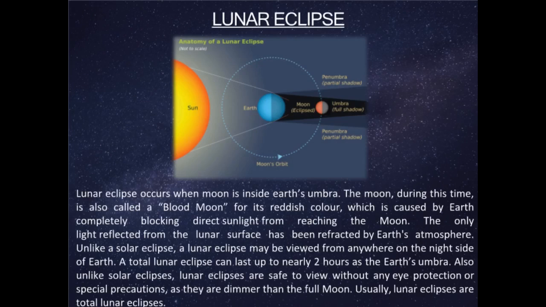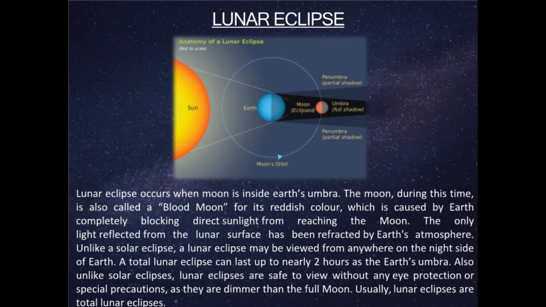A lunar eclipse occurs when the moon is inside Earth's umbra. The moon, during this time, is also called a blood moon for its reddish color, which is caused by Earth completely blocking direct sunlight from reaching the moon. The only light reflected from the lunar surface has been refracted by Earth's atmosphere. Unlike a solar eclipse, a lunar eclipse may be viewed from anywhere on the night side of Earth.